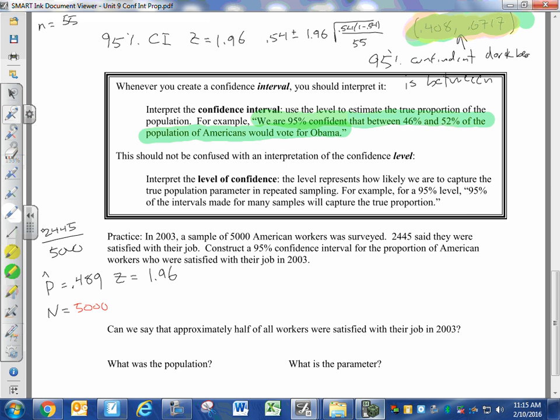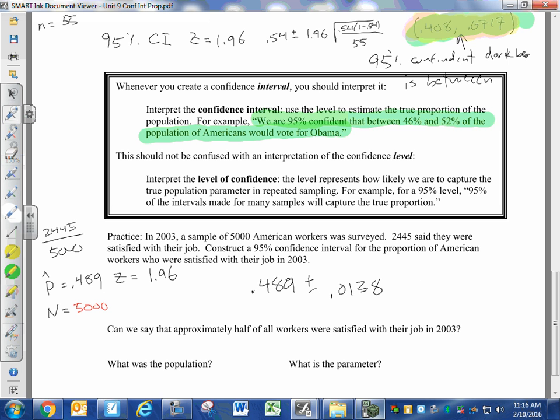Now multiply that by 1.96. That's your value for all of this that you add and subtract from 0.489. Okay, you should get 0.489 plus or minus what value? 0.0138. Okay, if we did it all in one step, you should just get your answers. If you did it in multiple steps, you should get the plus or minus this.